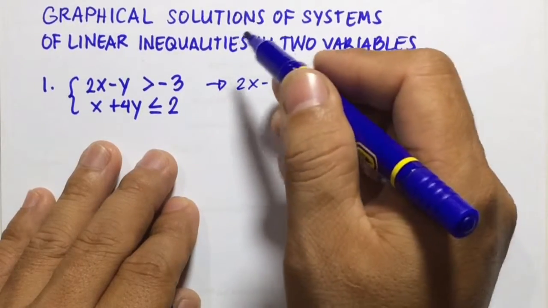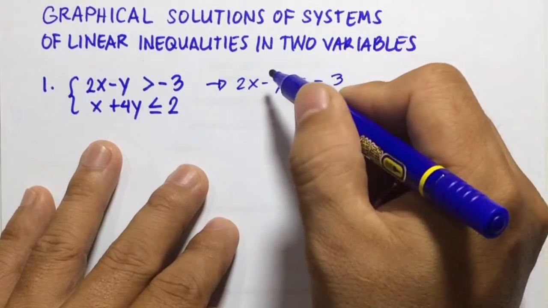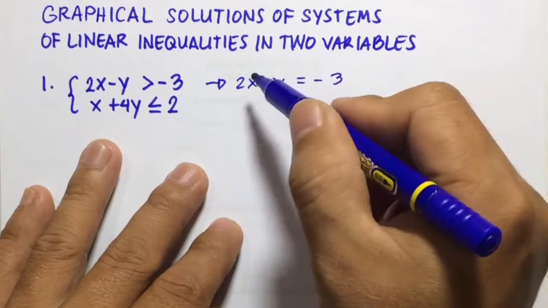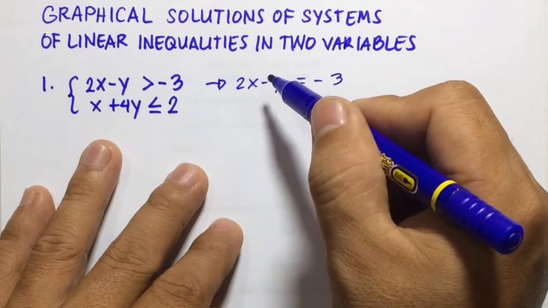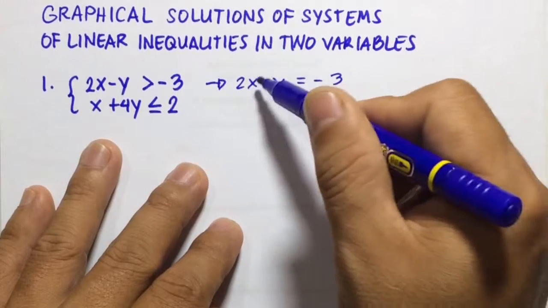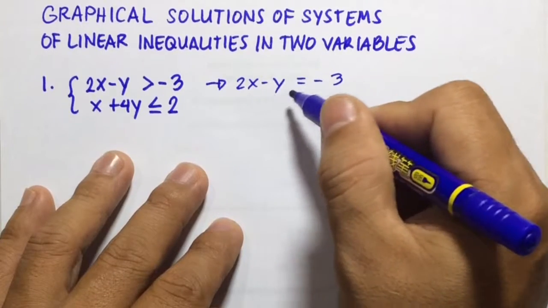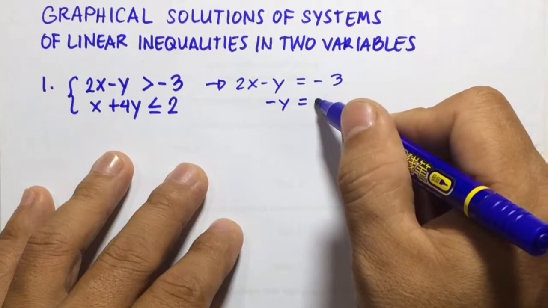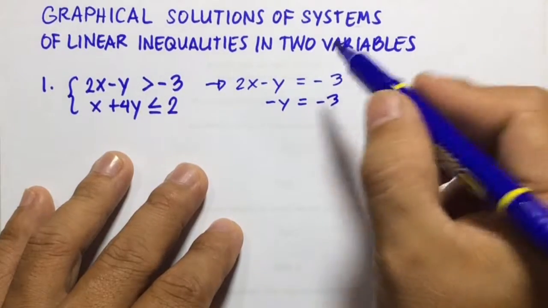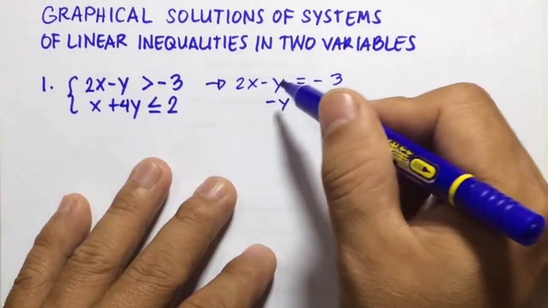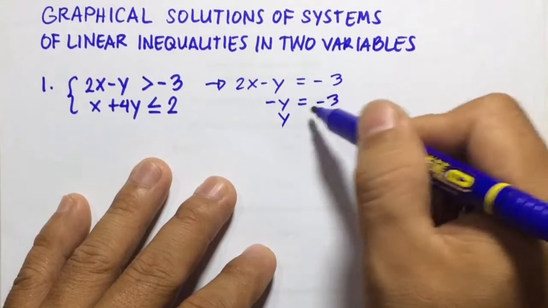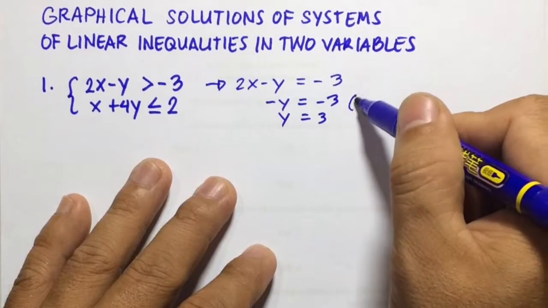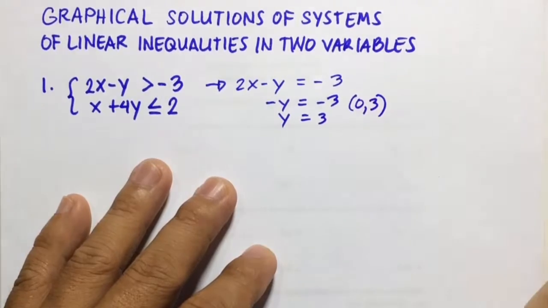Then we're going to find 2 points that will satisfy this equation. For example, if we let x equals 0, we're going to have negative y equals negative 3. Then multiplying the equation by negative 1, we have y equals 3. So the first point will be (0, 3).